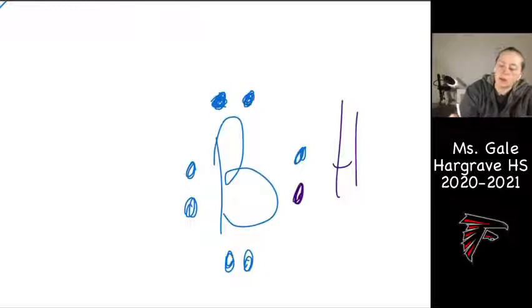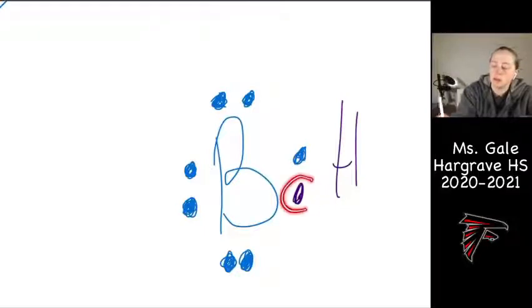The reason it goes from bromine to bromide is because bromine gains this electron. And when you gain an electron, you go from bromine to bromide.